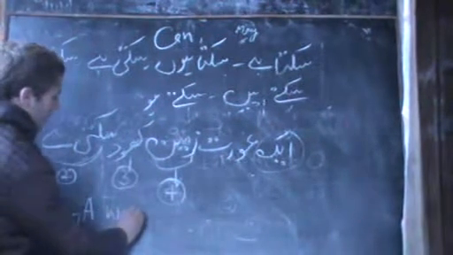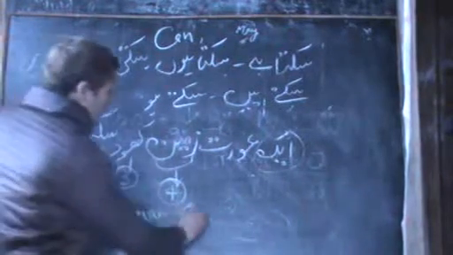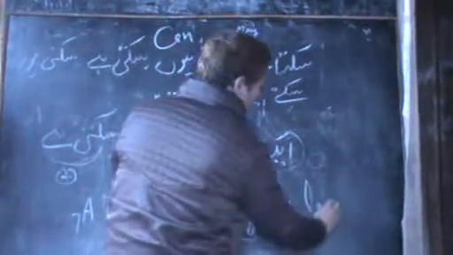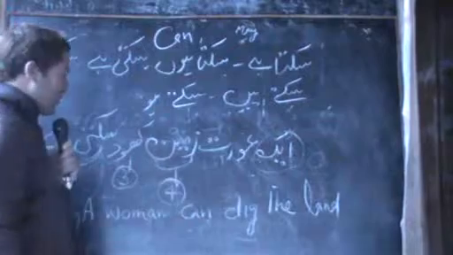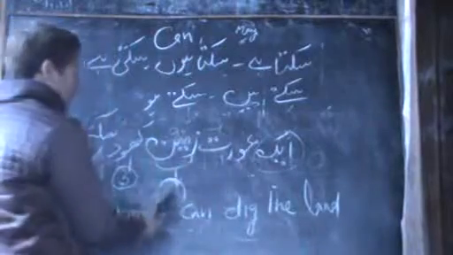I will say a woman can dig the land. A woman can dig the land. So dear students, now we will see one or two sentences based on negative and interrogative. Then I will take the example.